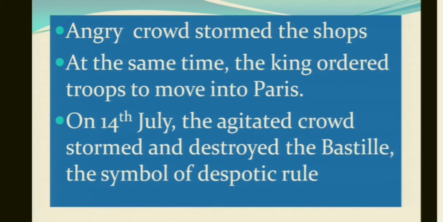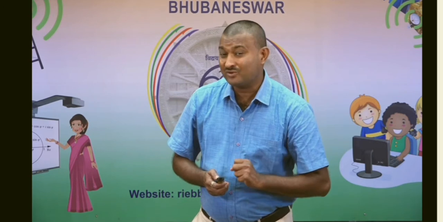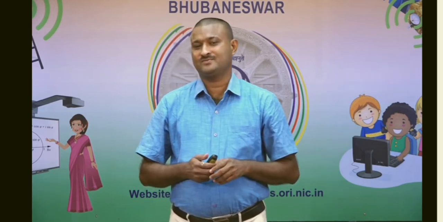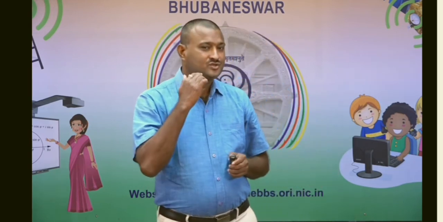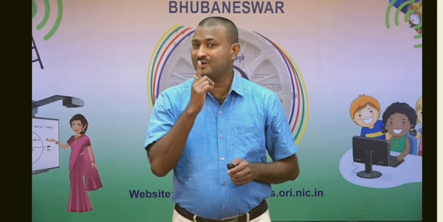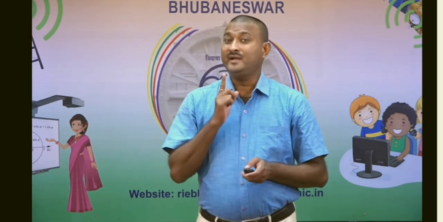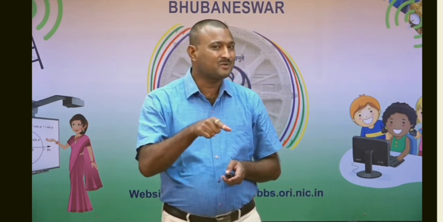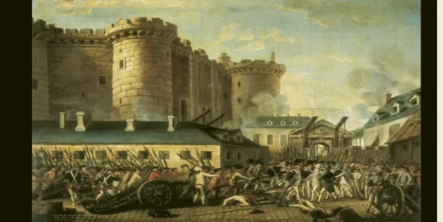It will surprise you, and you will be astonished to know how many prisoners were in that fort. How many prisoners? Only 7 prisoners were there in that fort. Anyhow, they stormed into that fort and destroyed it, and it is one of the most important events in the history of Europe, because the Bastille fort itself is a symbol of despotic rule, and this is the end of despotic rule. You see how the people are moving towards Bastille fort, and they destroyed the Bastille fort, the symbol of despotic rule.